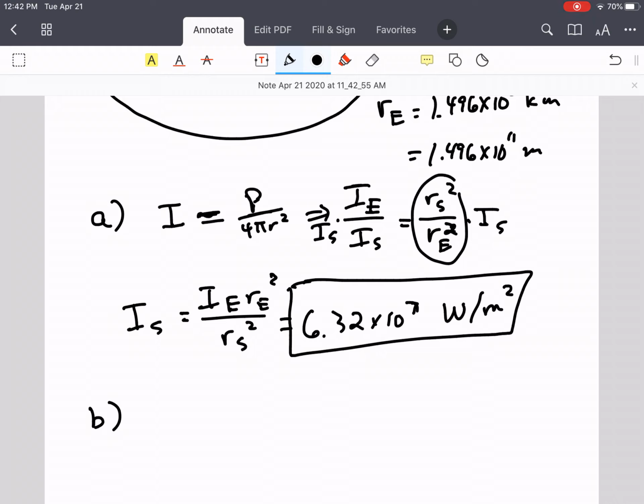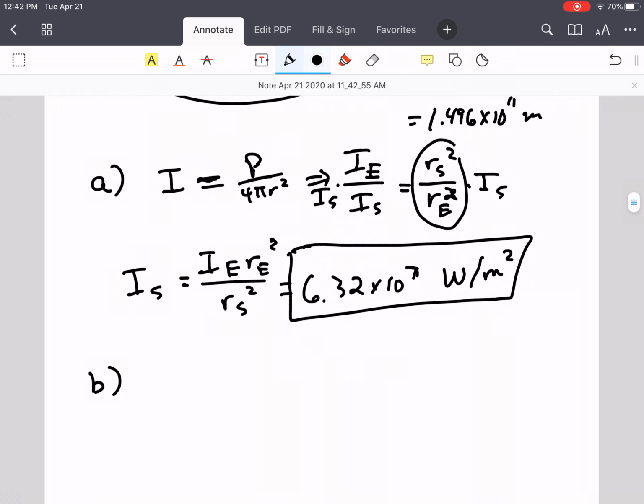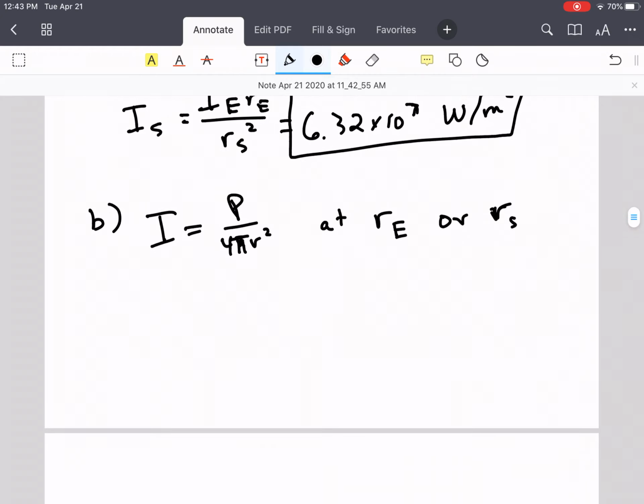Part B then asks, what is the power output of the sun? So this is perhaps the more useful formula: the intensity is equal to the average power divided by 4 pi r squared. And that's true for the sun or the Earth. So that's true for the distance between the Earth and the sun. Or we can just do this using what we just calculated at the surface of the sun. Let's go ahead and use the Earth. It doesn't really matter, but I like the Earth.